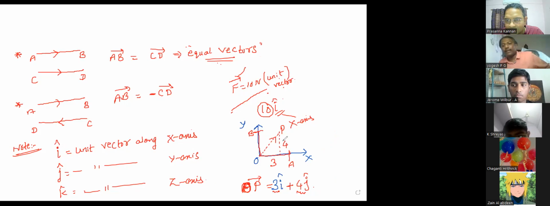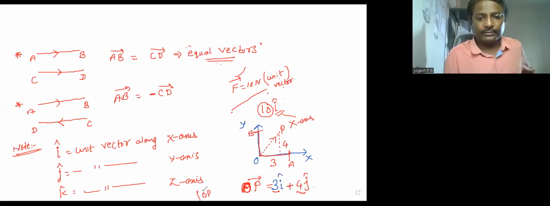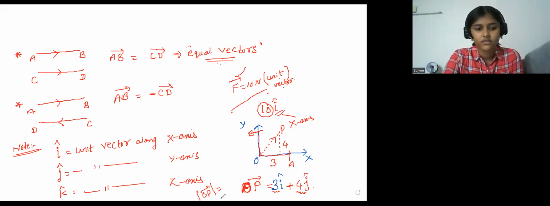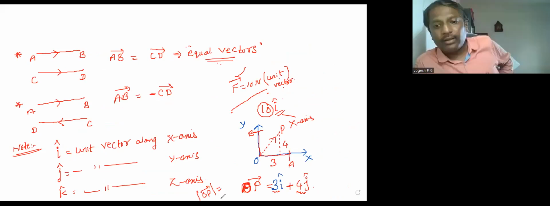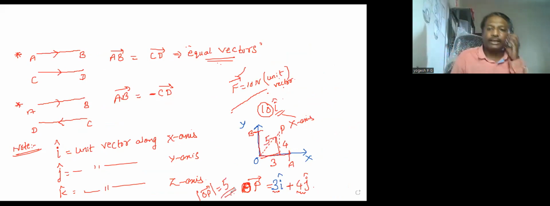In the x-axis there is 3, how much is in the y-axis? 4. Now, can you tell me the magnitude of the OP vector? How much is it? 5. Very good. Just use the Pythagorean theorem: 3 squared plus 4 squared, that will be 5. So 5 is the magnitude of that vector.